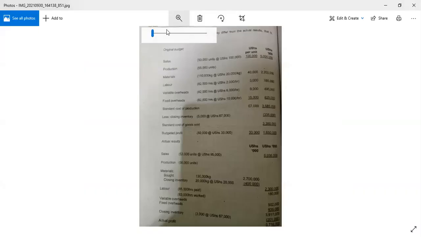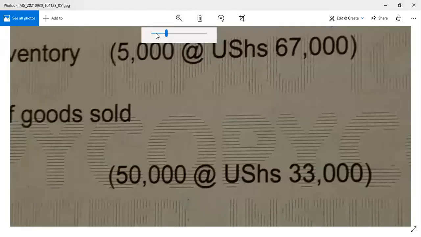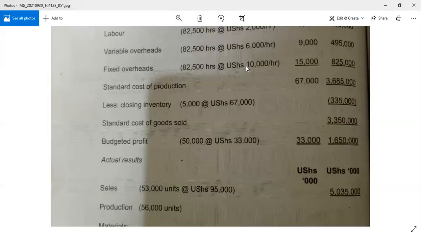So I hope you can see this next part of the question. Just try to enlarge it a little, okay?